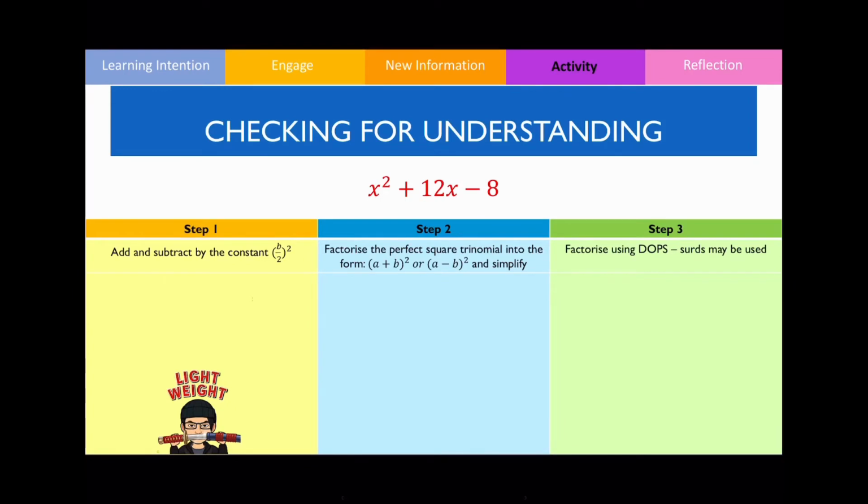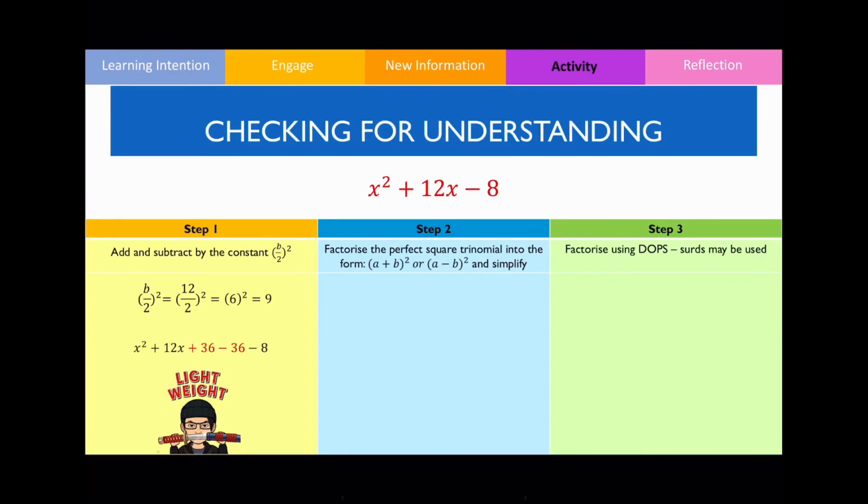So the very first step is to get b, half it, and then square it. 12 on 2 is going to be 6, and 6 squared gives you 36. So we're going to add 36 and subtract 36 to our quadratic equation. Once I've done that, this is what your equation would look like.